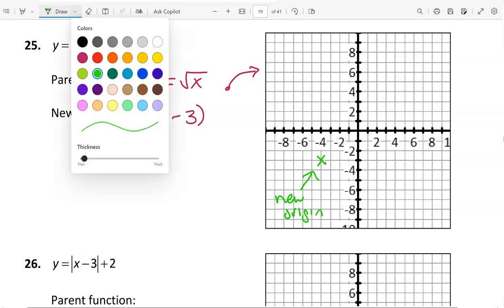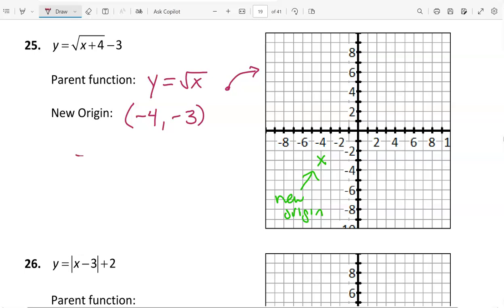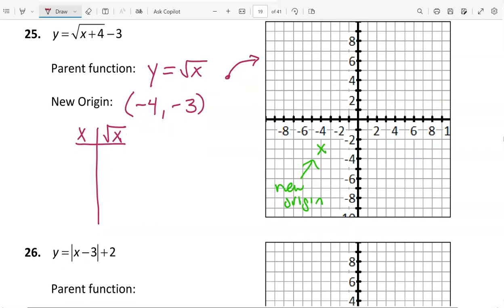To graph the points from the new origin, just create a table of values for y equals the square root of x. So when we're taking a square root, the best numbers to plug in to get a nice graph are 0, 1, 4, and 9, because we can take those square roots of those numbers and get a whole number. The square root of 0 is 0, the square root of 1 is 1, the square root of 4 is 2, and the square root of 9 is 3.